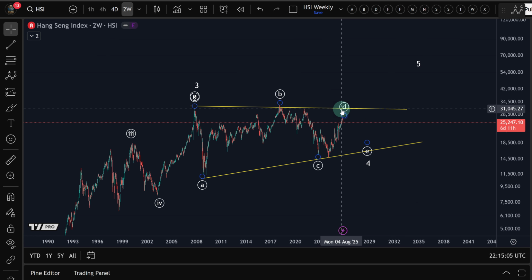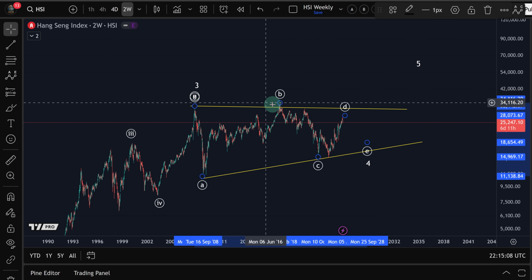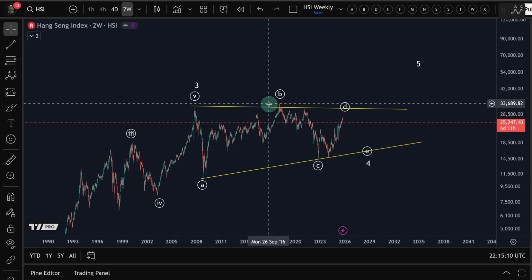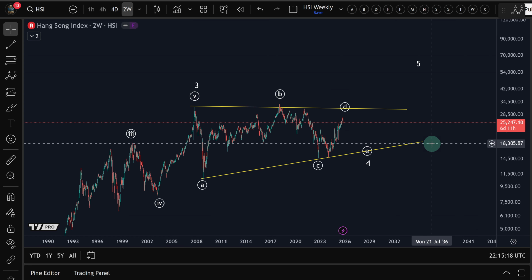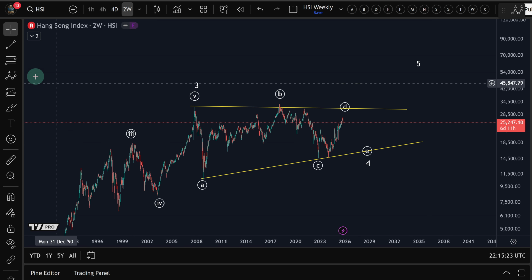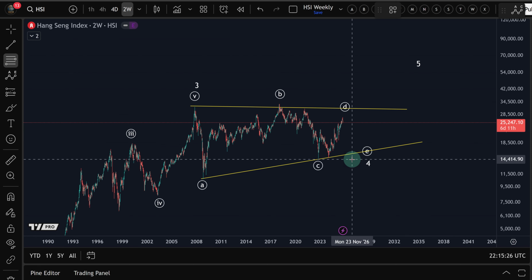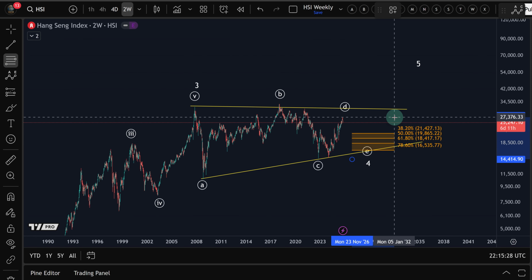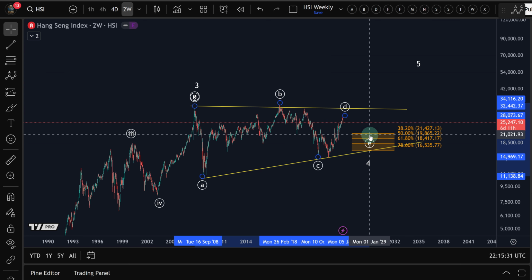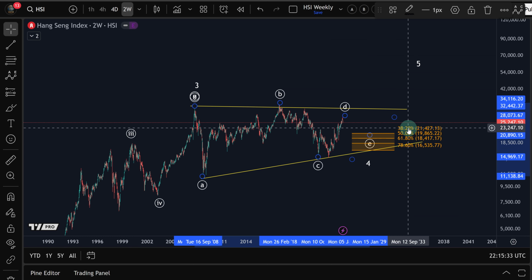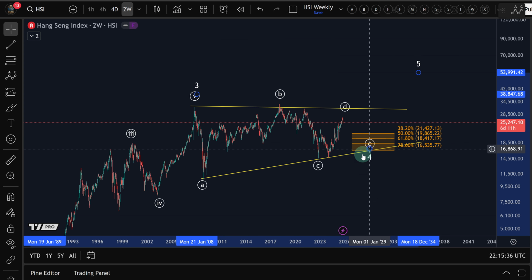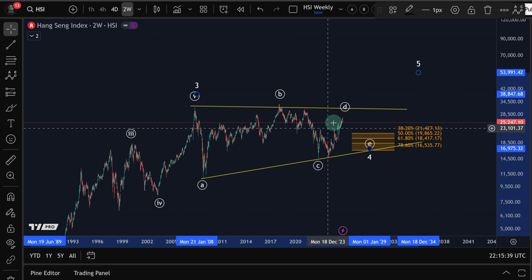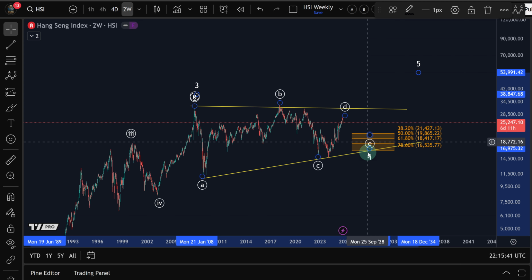Now, in the triangle, the D wave should form a lower high, and should not break above the B wave high, which formed around 33,060. Sorry, not dollars, HKD. So what we're looking for next is potentially a corrective pullback in wave E. The standard support zone is on the chart between 16,535 and 21,427. And this would be an A, B, C, D, E pattern that could potentially play out here.